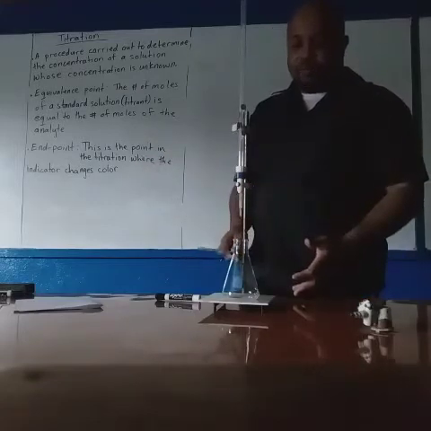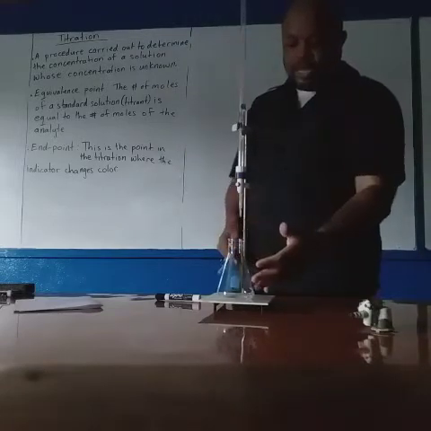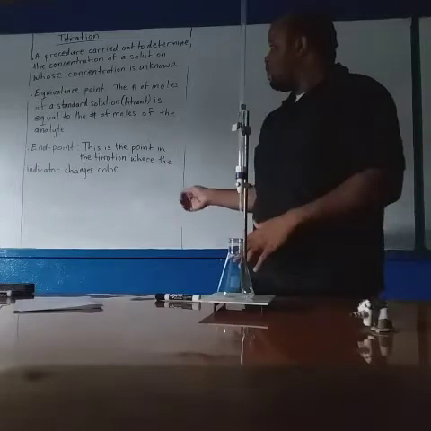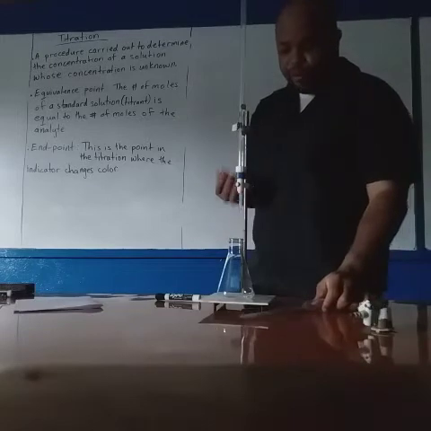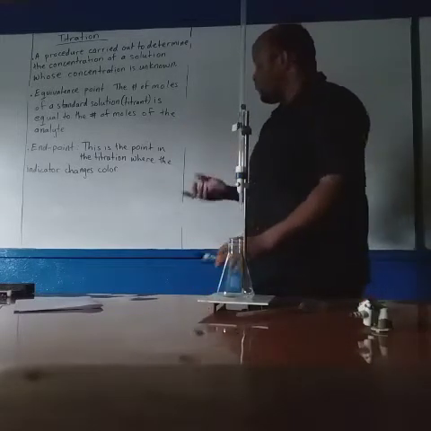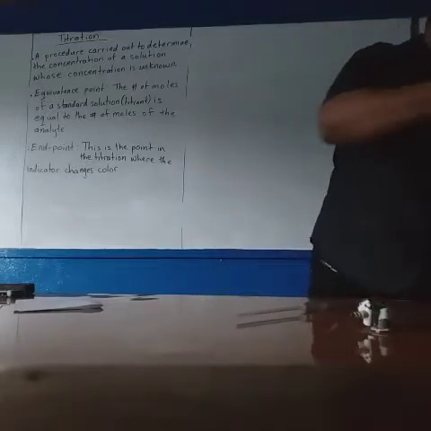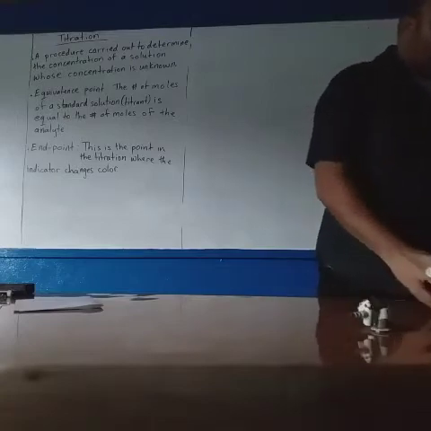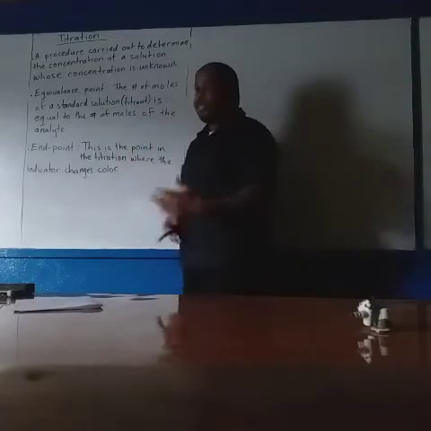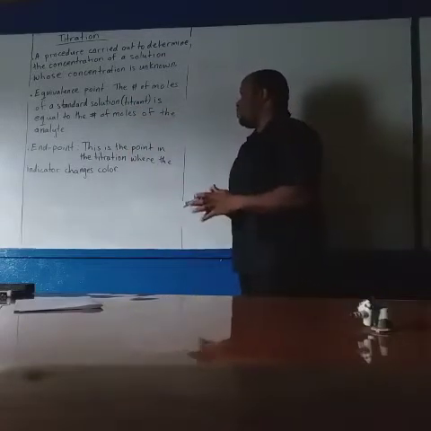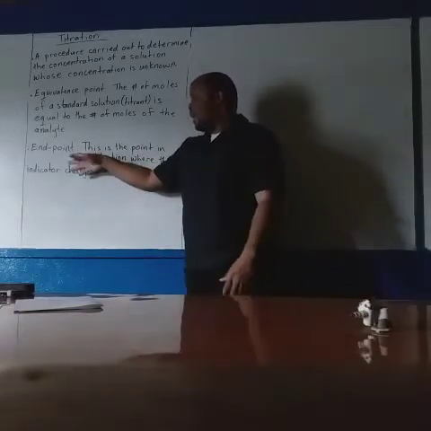So for the titration setup, you have your standard solution and your analyte. Standard solution in the burette, analyte in the conical flask. This part of it is just the theory, so I will do an actual titration in the next video. So the purpose of doing a titration is to determine the concentration of a solution whose concentration is unknown. There are two important points in a titration. We have the equivalence point, as I just explained, which is when the two substances are equal in terms of moles, not volume or anything else. And then the end point.